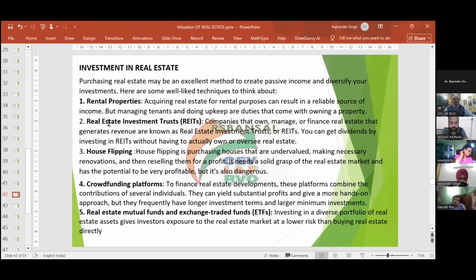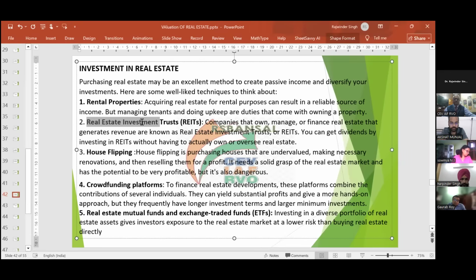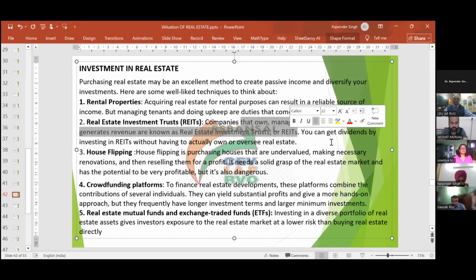And nowadays there are real estate investment trusts. These are companies that own, manage, and finance real estate that can generate revenue, known as REITs. You can get dividends by investing in REITs without actually owning the real estate properties.